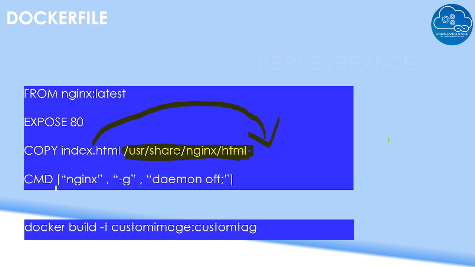Now what is the other one? CMD, as I told, is basically a launch time executor, meaning that when the container starts, this is the command which will be executed. All right, perfect. Okay, let's first write this Dockerfile.